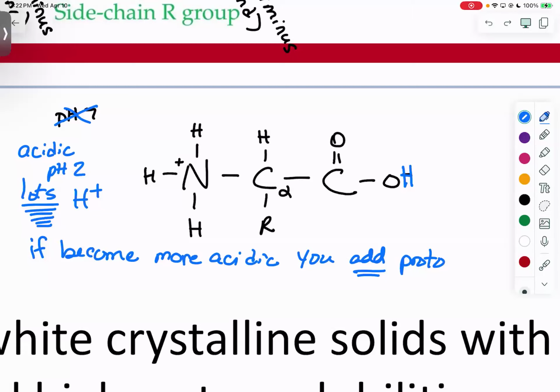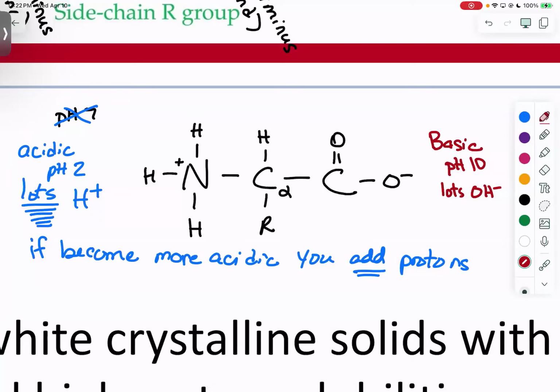So then what if we did the opposite? So we're going to start back with the same thing that we had before. That's at pH 7. So now instead of pH 7, let's go basic to pH 10. So now we have lots of OH minus and not so much H plus, right?